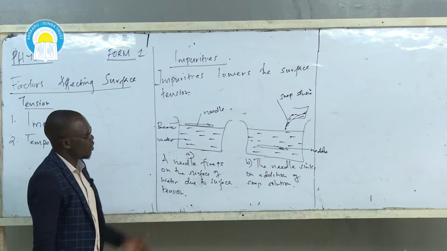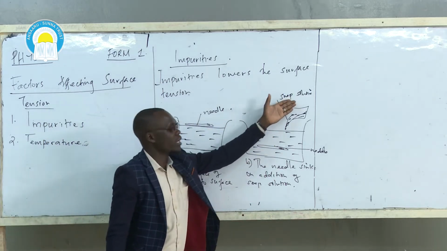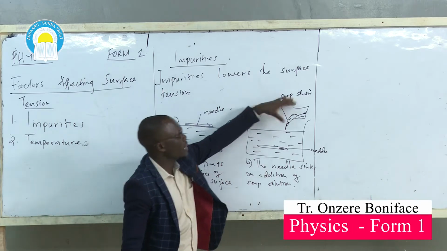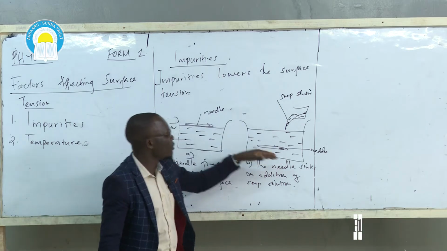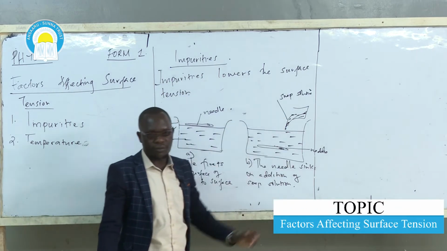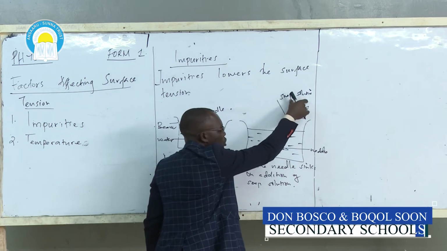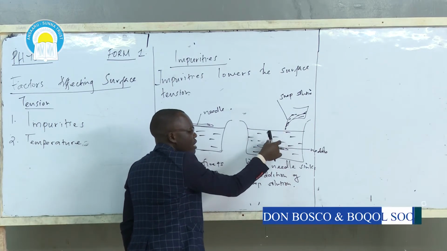So the question is, what is making the needle sink? The soap solution is making the needle sink. Why? The soap solution is an impurity in the water, and we have said impurities lower the surface tension. So on addition of the soap solution, it lowers the surface tension of the water, and therefore the needle sinks.